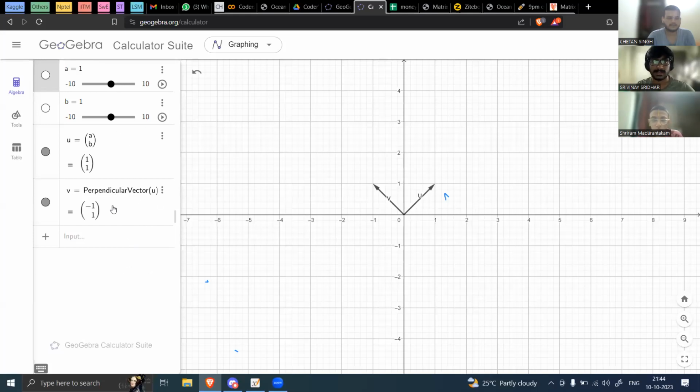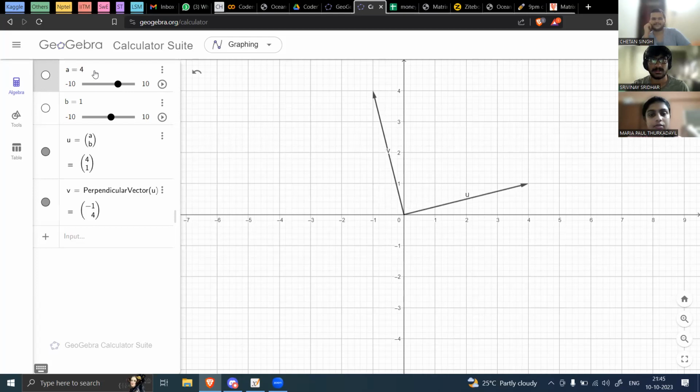Okay, so he asked us to vary A and B, right? So does anyone want to give us some values of A and B? 2, 5, or 7, something. Okay, so let's move it to 5, 7.